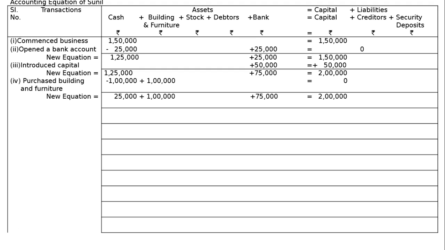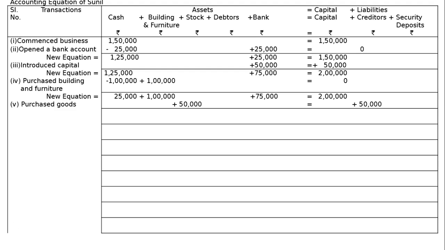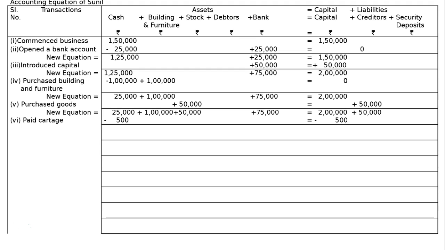Then he purchased goods from Ram on credit. Your stock will increase and creditor will increase. Buying on credit from a creditor, that is purchased goods on credit, stock will increase by 50,000 and on the liability side creditors will increase by 50,000. Then new equation. Then sixth transaction, he paid cartage. Cartage is an expenditure. It will decrease your cash and capital by 500. Then new equation will be there.